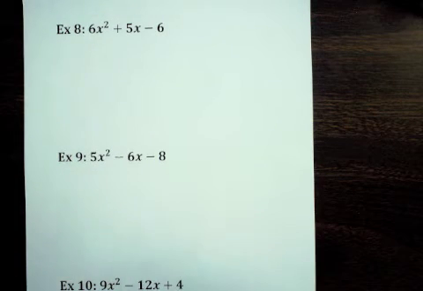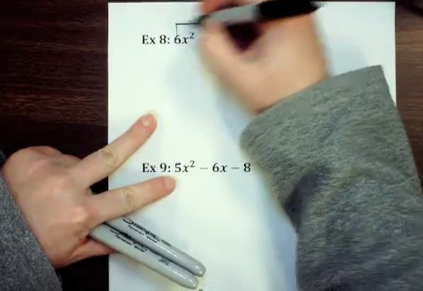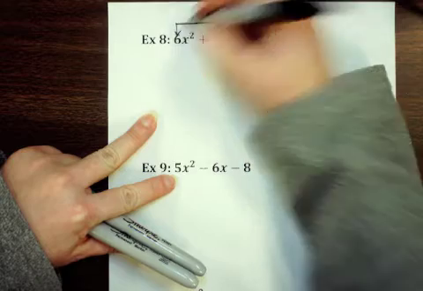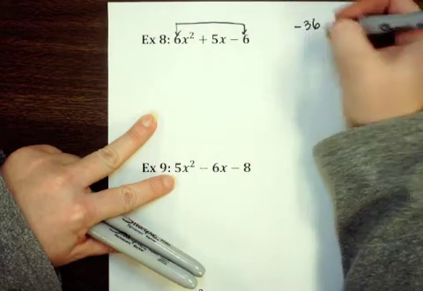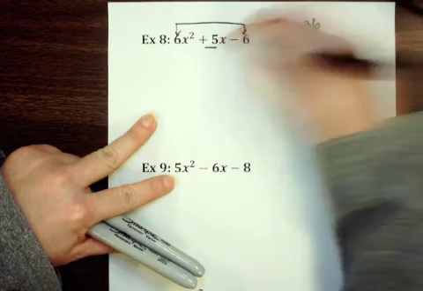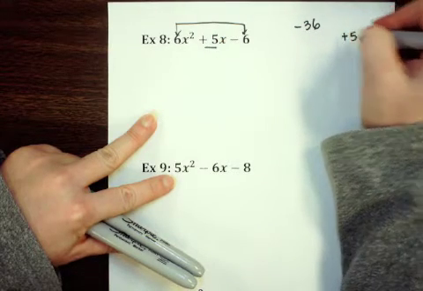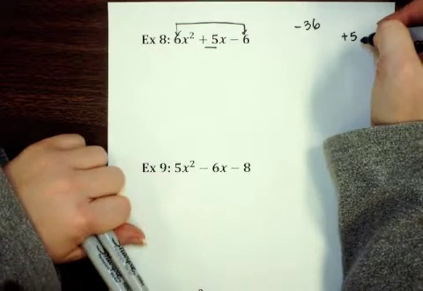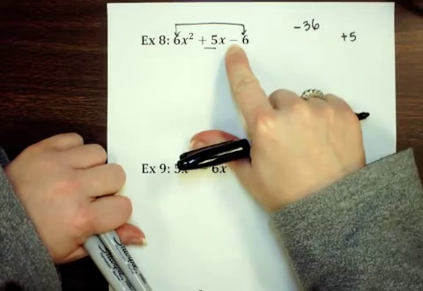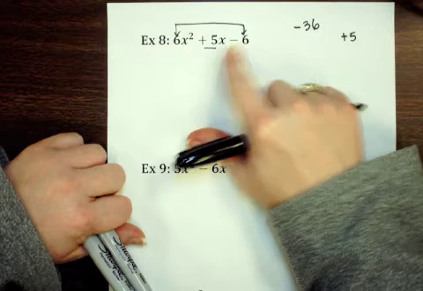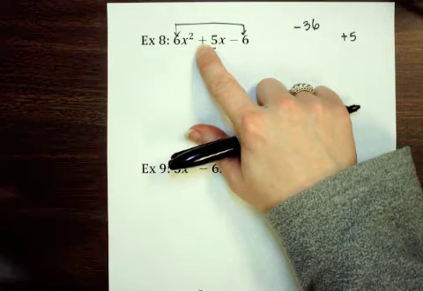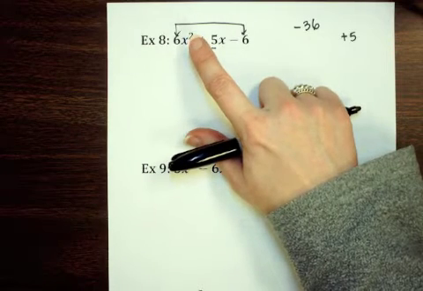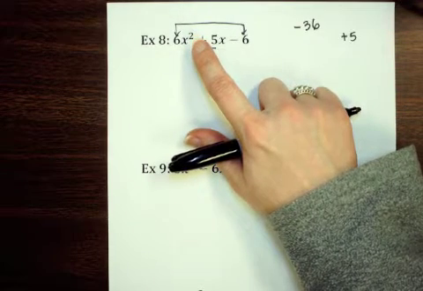Okay, example 8. Make sure you're asking yourself the right question. What multiplies to give me 36? In this case, it's a negative 36. But adds to give me a positive 5. What can you tell me about the signs? The signs of the factors are different, and you have more positives.